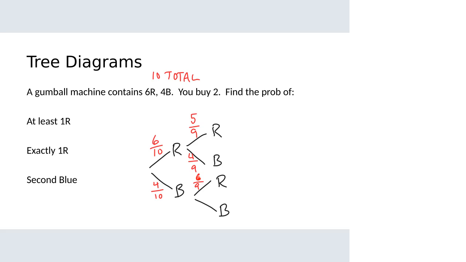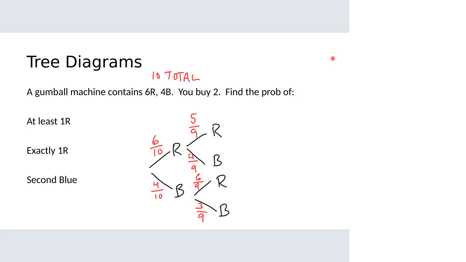At the very bottom, I started with 10, I bought one, now there's 9. I started with 4 blue gumballs, I bought a blue one. So now there's only 3 left. So the probability of getting a blue one is 3 out of 9. And now my tree is built, all my probabilities are on there.